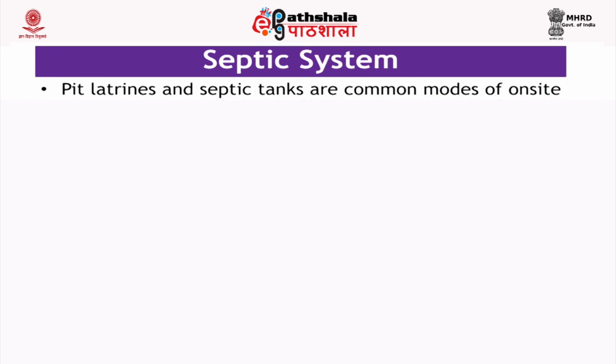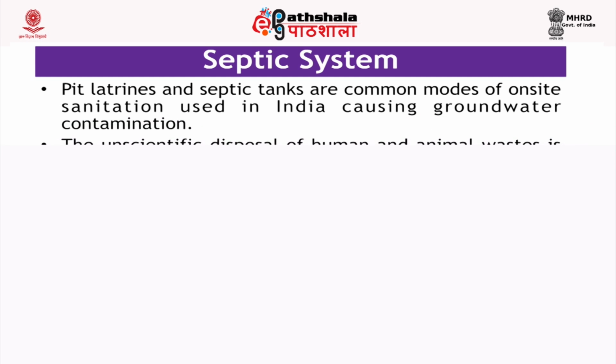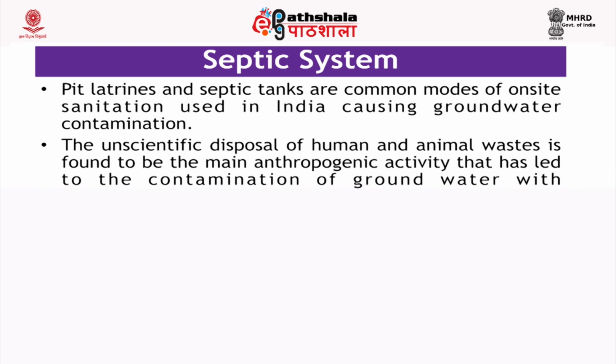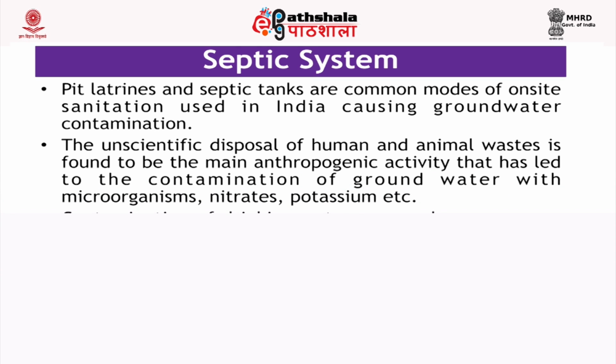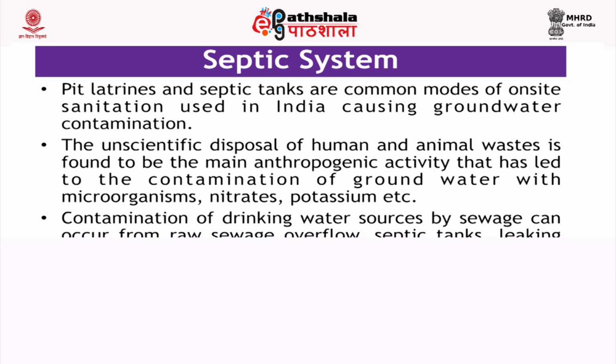Septic systems, pit latrines and septic tanks are common modes of on-site sanitation used in India, causing groundwater contamination. There is various unscientific disposal of human and animal waste found in main anthropogenic activities and lead to the contamination of the groundwater with microorganism, nitrate and potassium. The presence of nitrate and nitrites in the groundwater is due to unscientific disposal of human waste, and it also causes the disease methemoglobinemia in the newborn child.